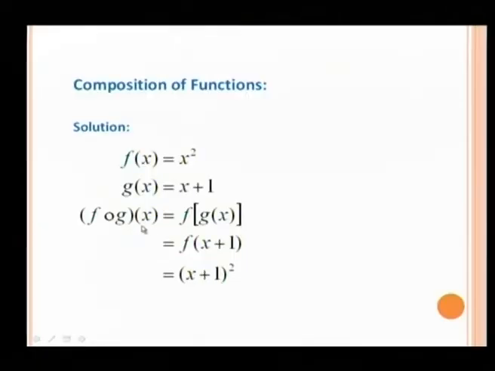For f of g of x, first of all, we will put the value of g of x in this formula. So the expression becomes f of x plus 1. And finally, we will put x plus 1 in the place of x in the function f of x. So the final expression would become x plus 1 whole square, which is showing the composition of f with g.